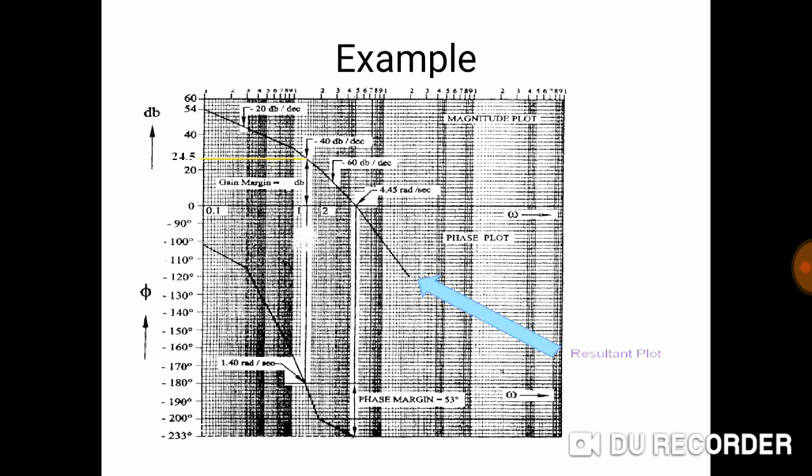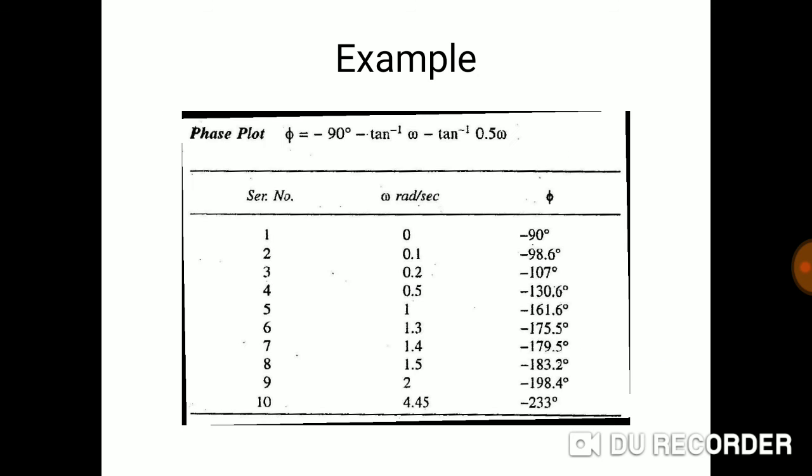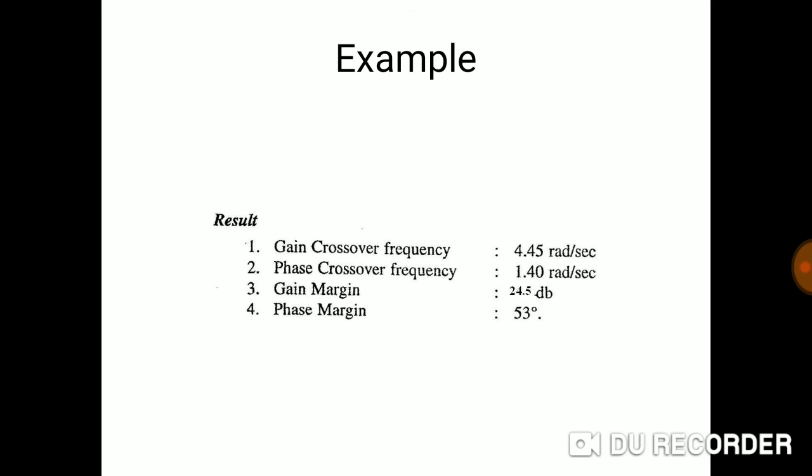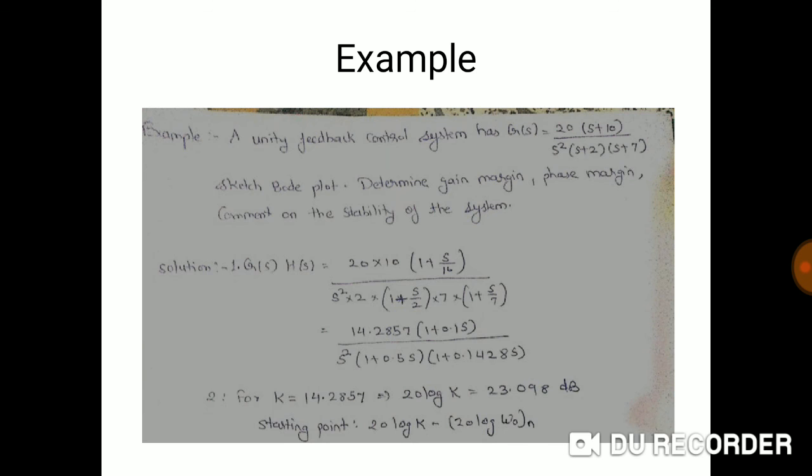This is the phase plot and the magnitude plot. For the phase plot, the phase values are minus 90, minus 98.6, minus 107. All of this we have to mark, draw the line, and follow the procedure for finding the gain margin and phase margin. For this example, the phase crossover frequency is 1.40 and the gain crossover frequency is 4.45. The gain margin is 24.5 dB. The phase margin is 53 degrees.